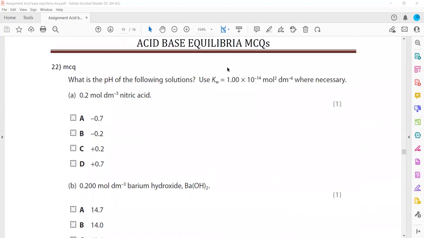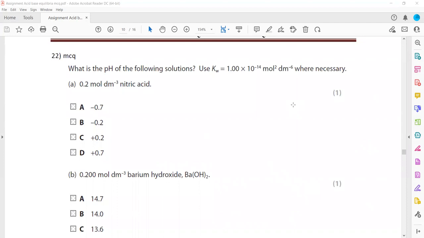What is the pH of the following solutions? We will take the dissociation constant, take Kw as 1 exponent minus 14, where necessary. We have nitric acid. So first, nitric acid: it is HNO3, a strong acid. Strong acids ionize completely, so the concentration of the acid is the same as the concentration of the hydrogen ion in the solution, because almost all of the molecules dissociate into ions. So if I have 0.2 moles of nitric acid, what is the concentration of hydrogen ion? 0.2, and the concentration of nitrate is also 0.2.